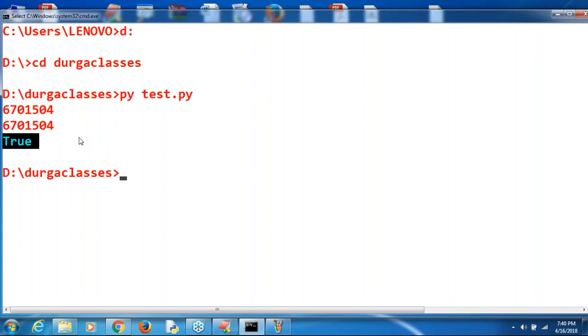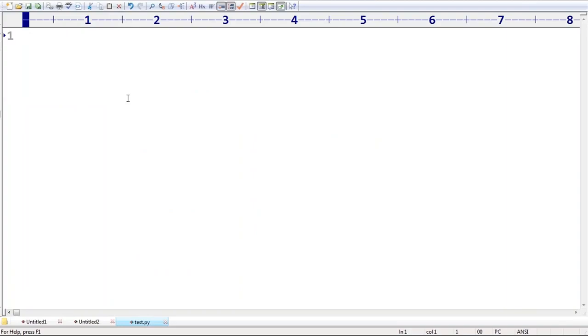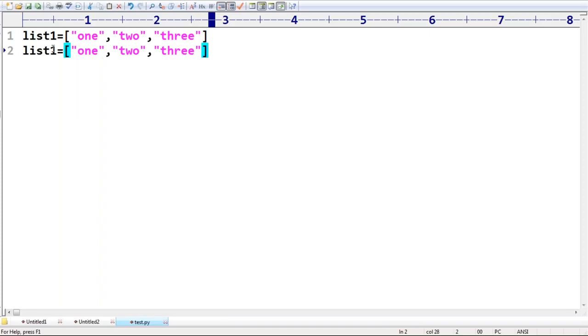Now another thing, sir. Look very carefully at this one. I have list1 equal to [1, 2, 3]. That's all, this is my first list. This is the second list we have. Sir, do you know whether list objects are mutable or immutable? List objects are mutable. Tuple is immutable.